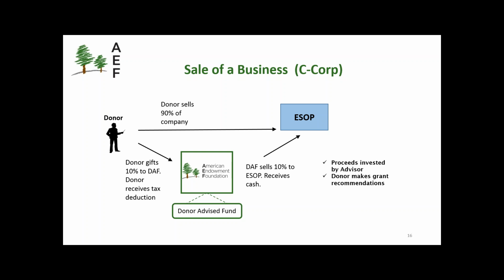We can take a piece of that business, transfer that over to AEF, take that full fair market value deduction, with no capital gains tax at the time of sale, all out of the estate for estate tax purposes. It's then part of our overall asset under management program and is all growing tax-free. I mean, that's just fantastic.